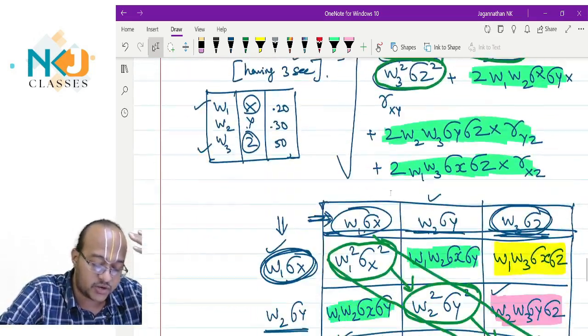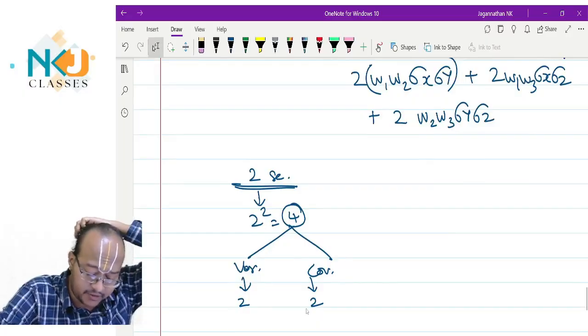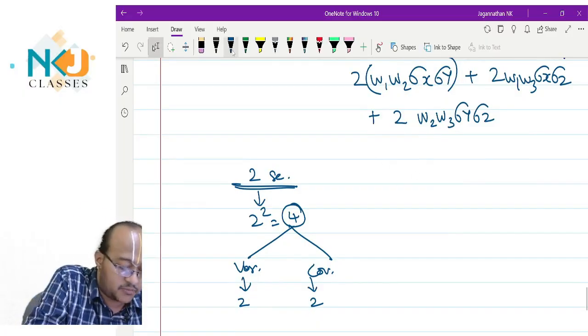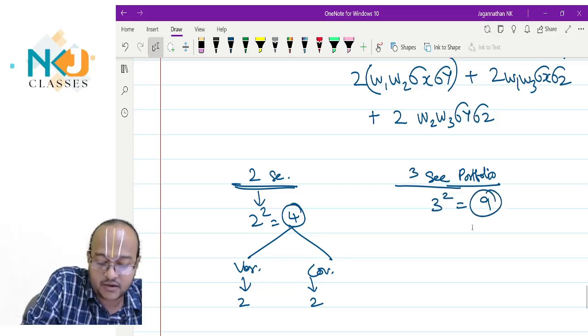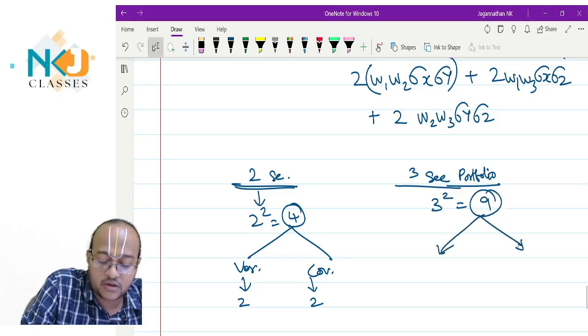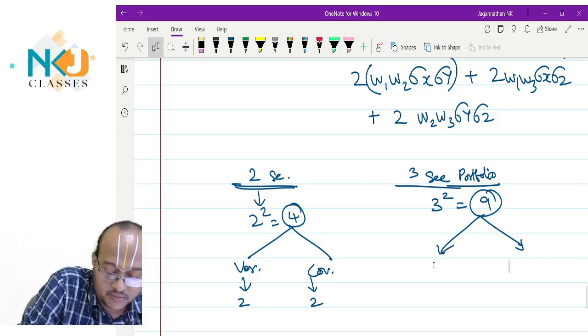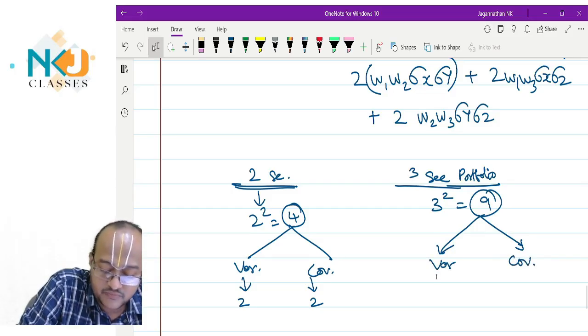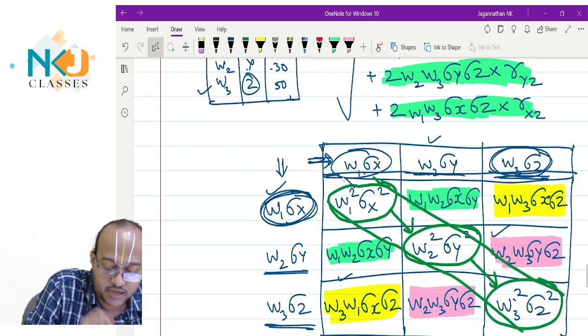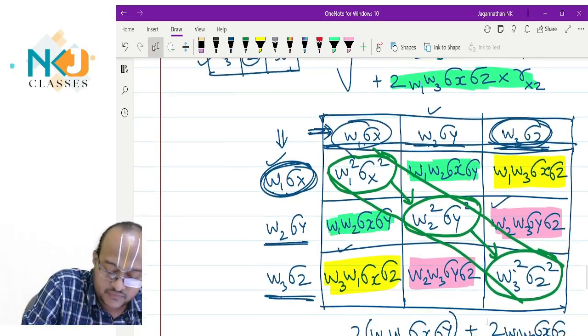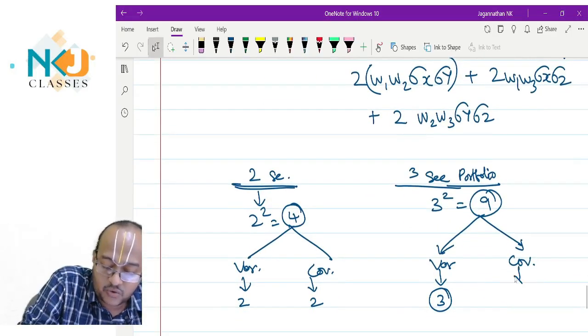So, in the 2 security portfolio, total terms will be 4 and it will be divided into 2 and 2. Come to the 3 security portfolio. In the 3 security portfolio, you will have 3 square terms. How much is that? 9. In the 9, if you distribute, how many variance terms and how many covariance terms? Variance terms 3. Correct? See here, 1, 2, 3. 3 variance terms. How many covariance terms? 6 covariance terms.